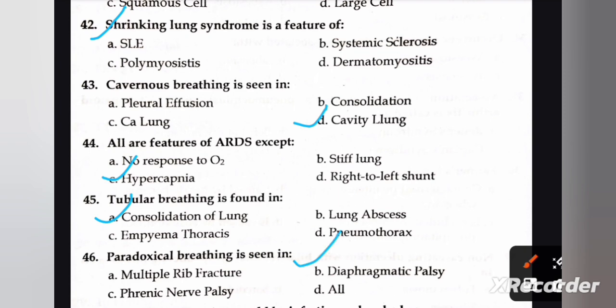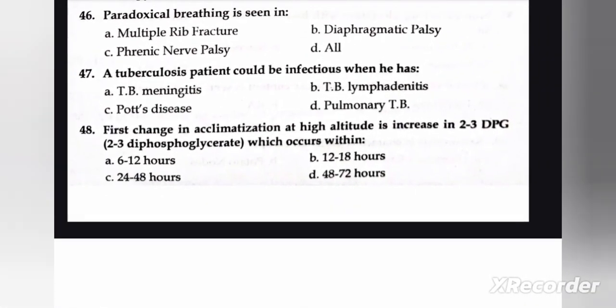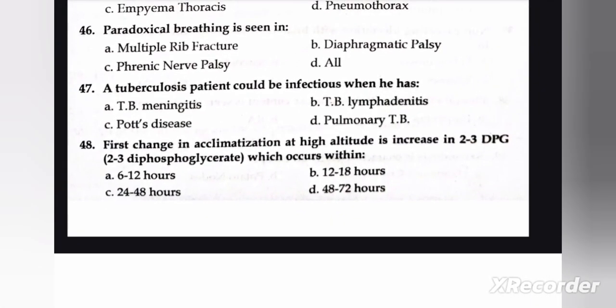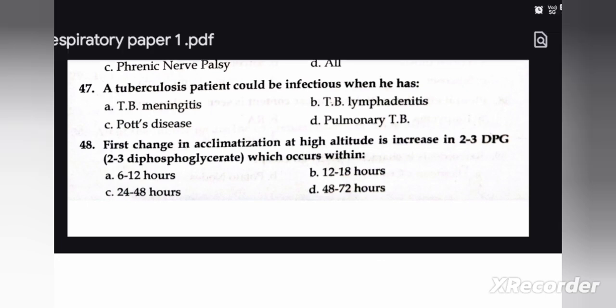Diaphragmatic palsy. Next question is, a tuberculosis patient could be infectious when he has A. TB meningitis, B. TB lymphadenitis, C. Pott's disease, and D. Pulmonary TB. The right option is D. Pulmonary TB.